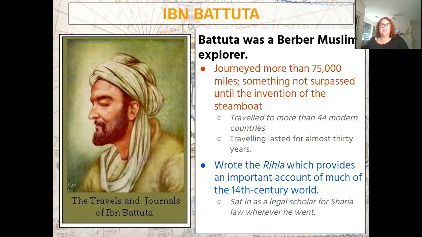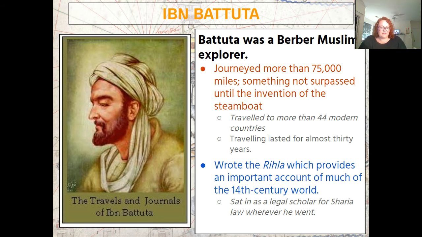You also have Ibn Battuta. He was a Berber Muslim, so northern Africa. He was an explorer, and he actually would journey the furthest out of any person before him. He journeyed more than 75,000 miles. And that would only be surpassed once the steamboat was invented. He traveled to more than 44 different modern countries. His traveling lasted for almost 30 years.